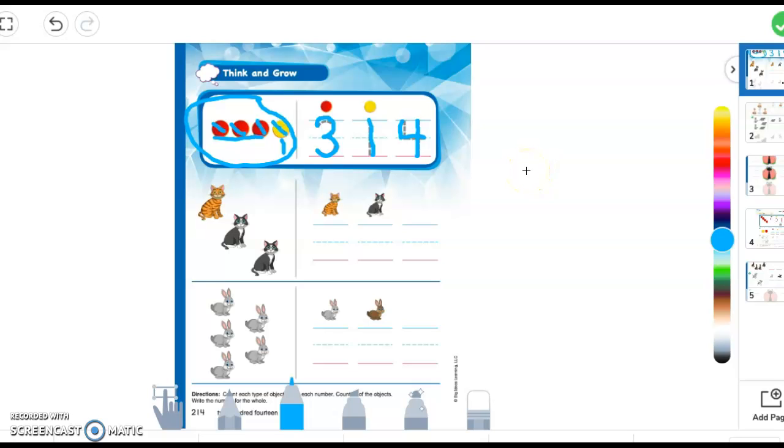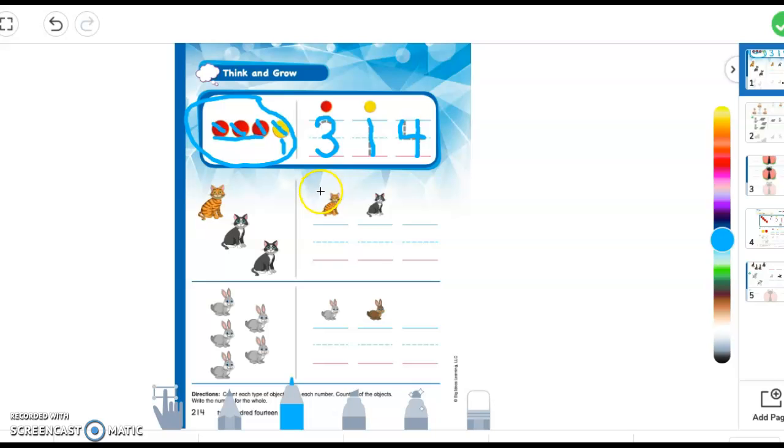Okay, so we know now 3 and 1 is 4. Part of our set has 3 red ones. Part of our set has 1 yellow one. And all together our whole is 4.